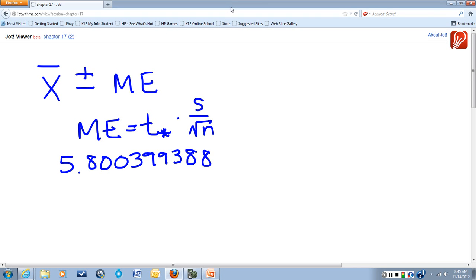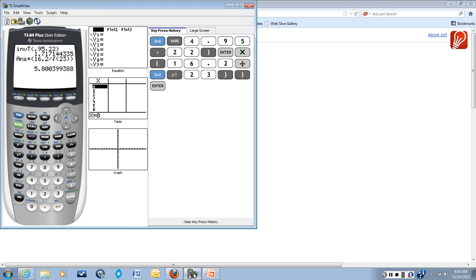Our x bar, our sample mean, in this case was 15.1. And so it's 15.1 plus or minus that margin of error. So when we come back to the calculator, we will put in those numbers and see what we come up with for the ends of our confidence interval. So we'll take 15.1 and we'll subtract the answer that we got for our margin of error.